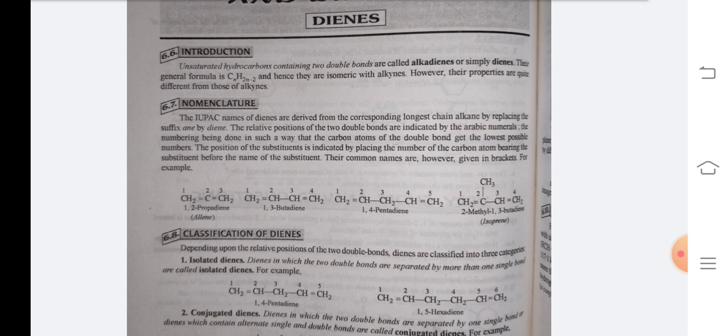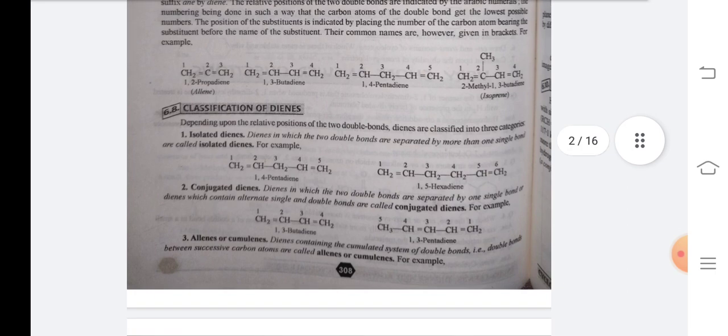For example, 1,2-propadiene, 1,3-butadiene, 1,4-pentadiene, 2-methyl-1,3-butadiene. Classification of dienes. Depending upon the relative positions of the two double bonds, dienes are classified into three categories.